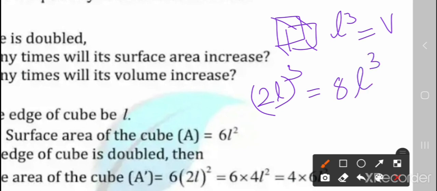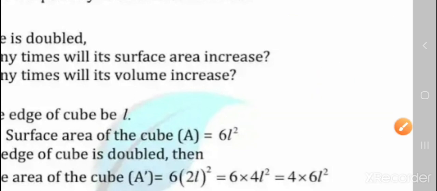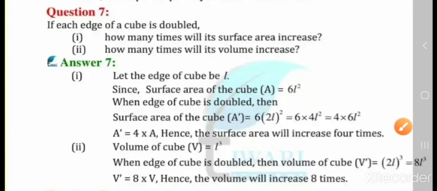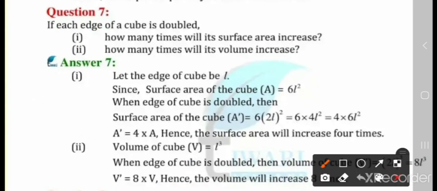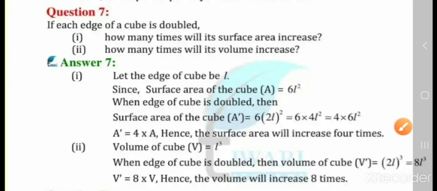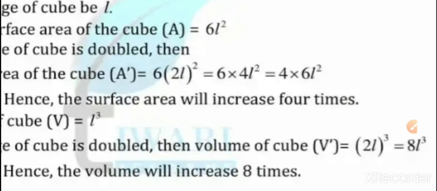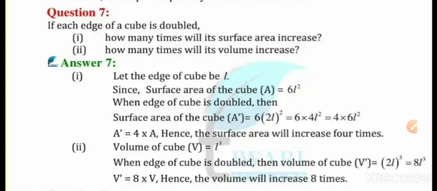So the original is L cube, and when we are doubling, you are getting 8L cube. So how many times is it increased? It increased by 8 times. Now let us see the solution. Volume of the cube is L cube. When the edges of the cube are doubled, the volume will be 2L cube, that is equal to 8L cube. So hence the volume will increase by 8 times.